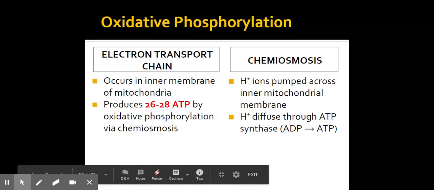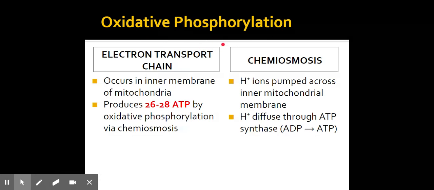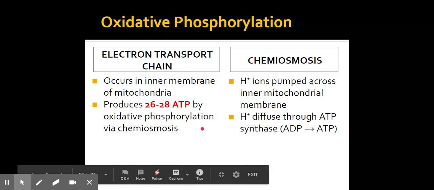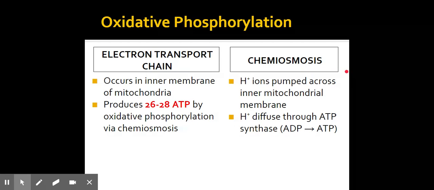So oxidative phosphorylation actually has 2 steps. It has the electron transport chain, which we know of already, and chemiosmosis, which we also know of. And so the breakdown of that, the electron transport chain is going to occur in the mitochondria, as we saw in that diagram before, but it's going to be in the inner membrane, not in the matrix. And this is where we're going to have some oxidative phosphorylation via this chemiosmosis process. So we have a ton of ATP being produced.